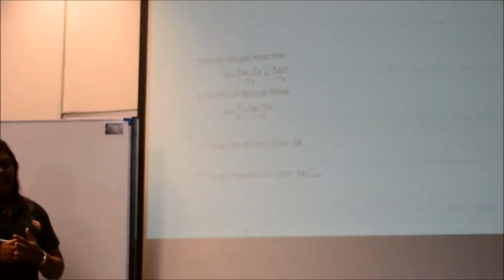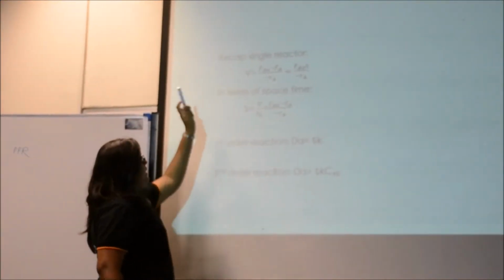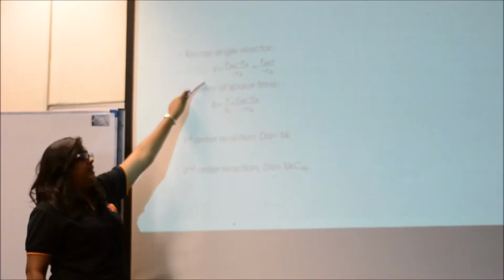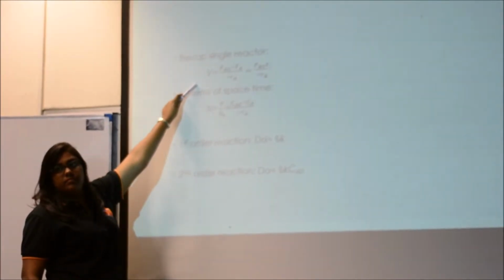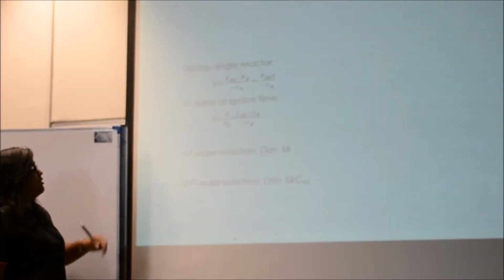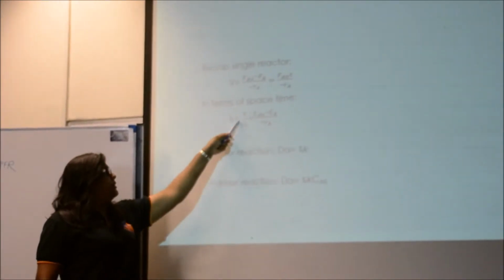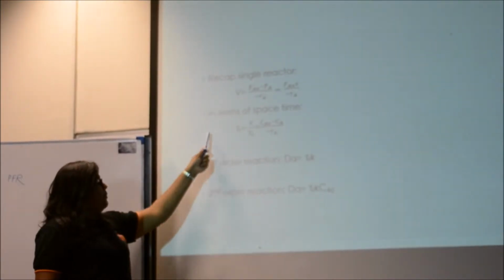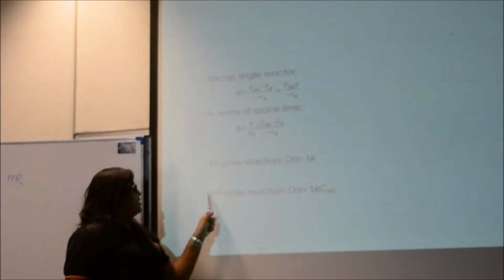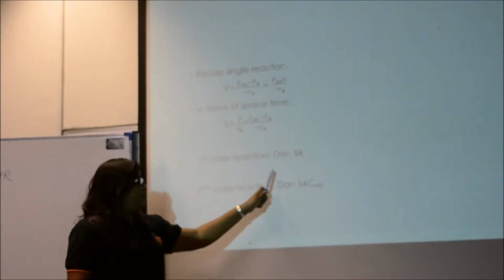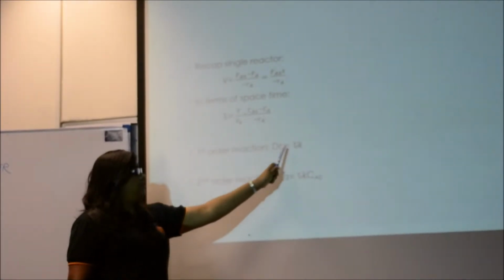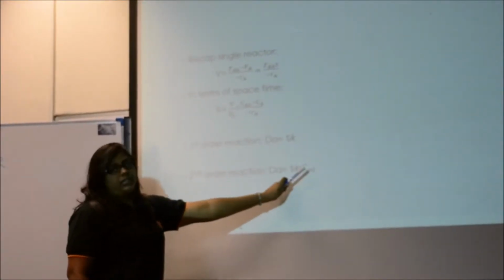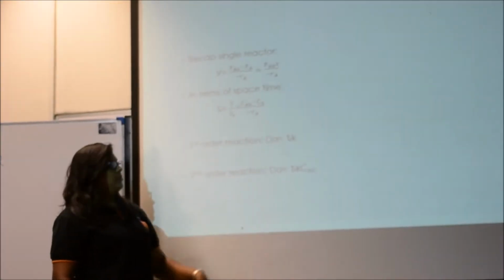Now let's go to the recap. Okay, for a single reactor, is this applicable to a batch reactor or CSTR? CSTR. Yes, why? Because we use the FA0. Yes, very good. In terms of space-time, what can we represent this term as? Tau. Yes, very good. We can represent space-time in terms of tau. And always remember, in a first order reaction, the Damköhler number is equivalent to tau times your rate constant. And in your second order reaction, it is the same, but you must add the initial concentration.